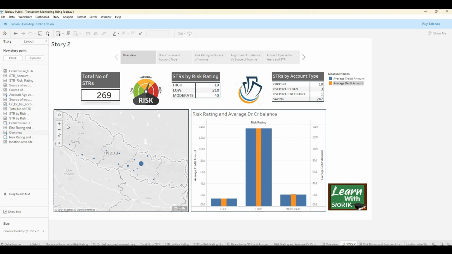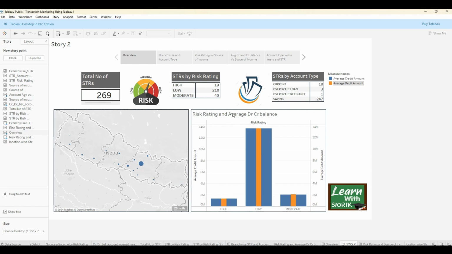And another interesting fact, if you have noticed here, there are more STRs around border areas. Nepal is bordered by India in the east, south and west. So we can see a lot of STRs have been filed in border areas, meaning that, in the context of Nepal, we have a porous border with India, so a lot of illegal activities happen around the border areas. That is one insight we can derive from this chart.